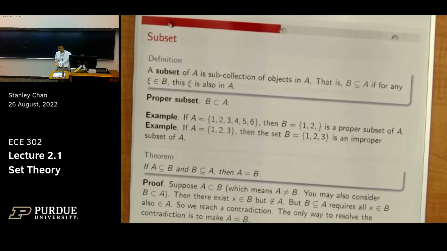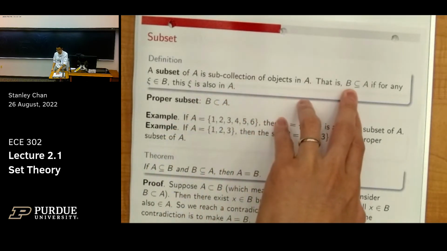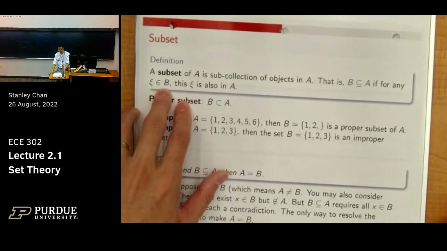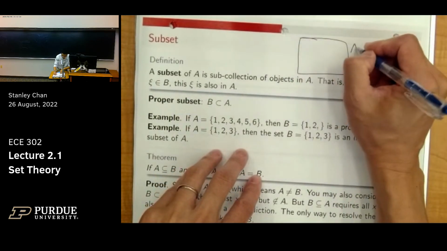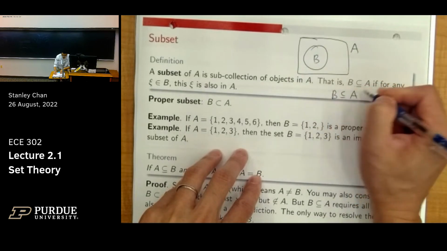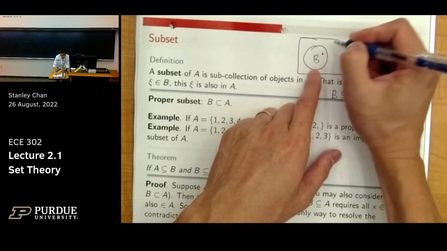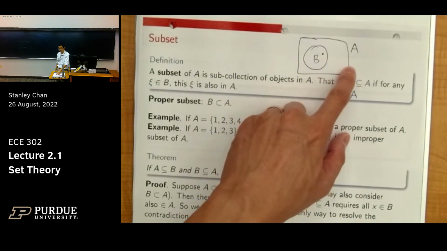A subset, of course, is a smaller collection of elements inside the set A. We write B ⊂ A if any element in B is also in A. That's very easy to understand. Let's say this is your A, and here is your B. We say that B is in A, if you pick any element of B, it is also in A.